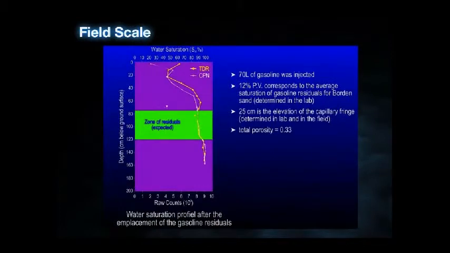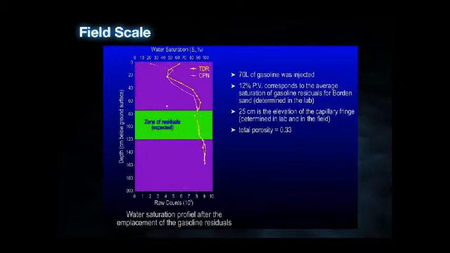On the field scale we had some representation. We used TDR, time domain reflectometry, to measure saturation, and we also used the neutron probe. So this is how we measure, right? Take a look at that. This was a 2x2 cell, right? We have a 12% average residual saturation. This is the water table, and we have a zone of residuals.